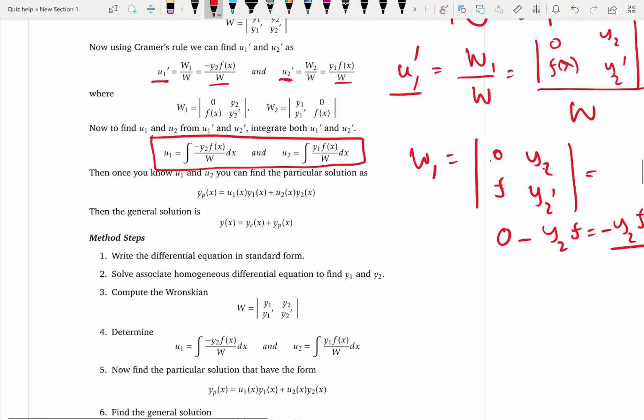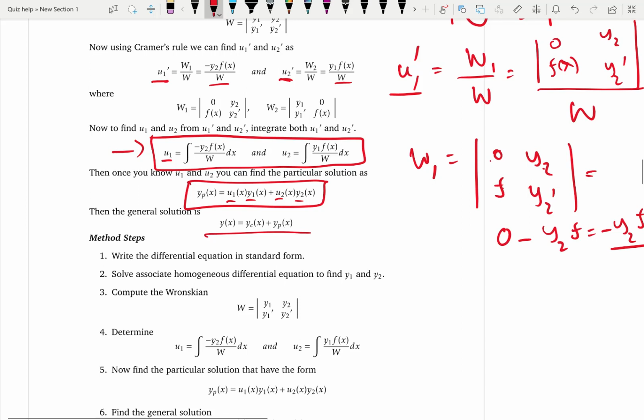Then you know u1 and u2 because you know y2. Think about this. If you want to find u1, you know y2, right? You know f. f is the right-hand side of the standard form of the differential equation. w you can find because you know y1 and y2. Then u2, similarly you can find. Then using these two formulas you can find u1 and u2. Then you can find the particular solution because u1 times y1 plus u2 times y2 is the particular solution. Then the general solution is the complementary function plus the particular solution.